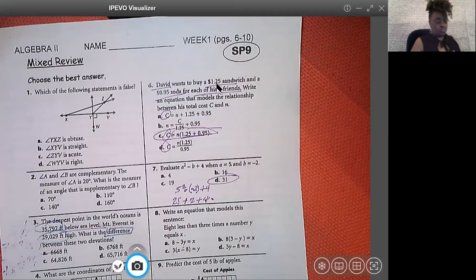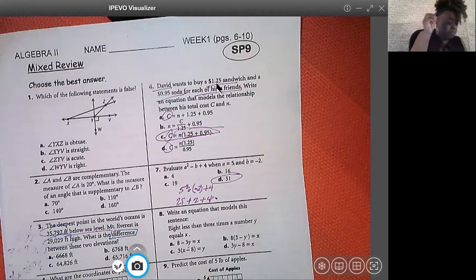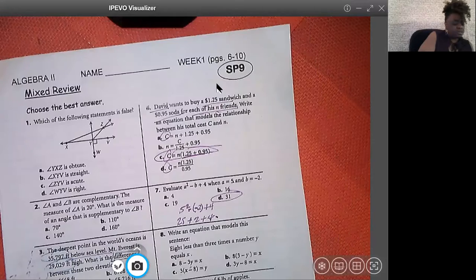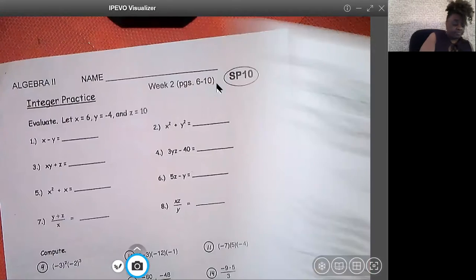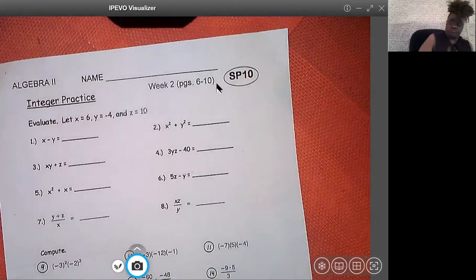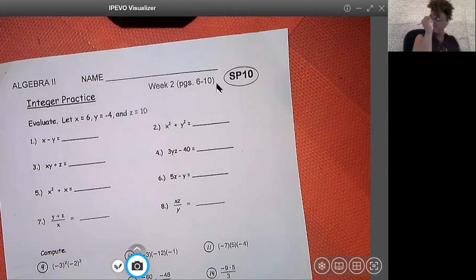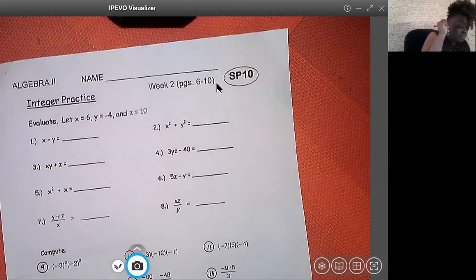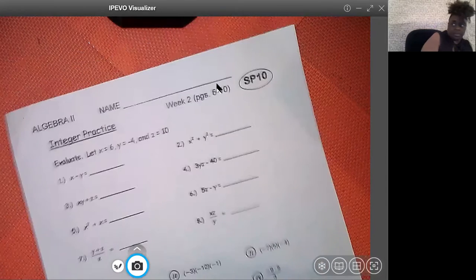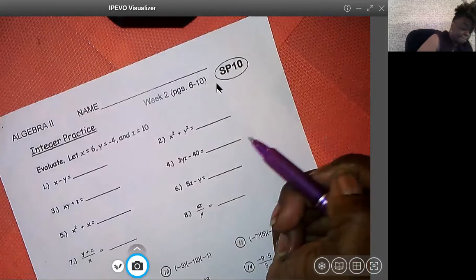All right, so that is it for section 9. You can continue the rest of those. And next we'll move on to section 10. So again, we're substituting numbers.